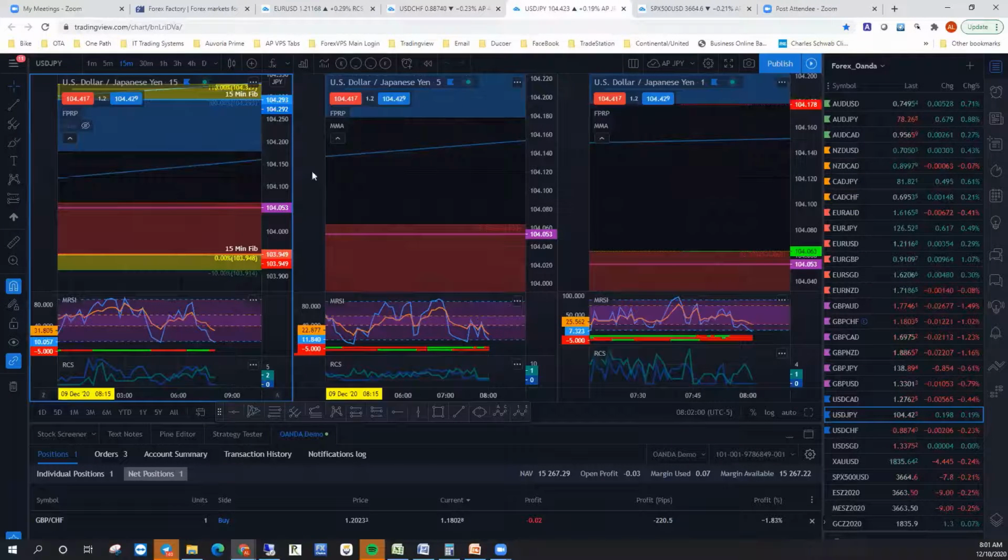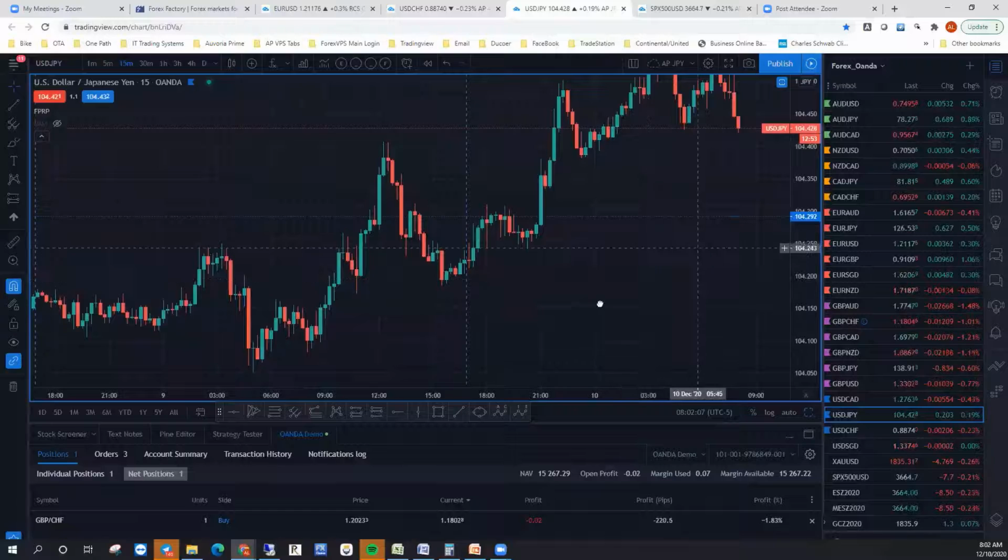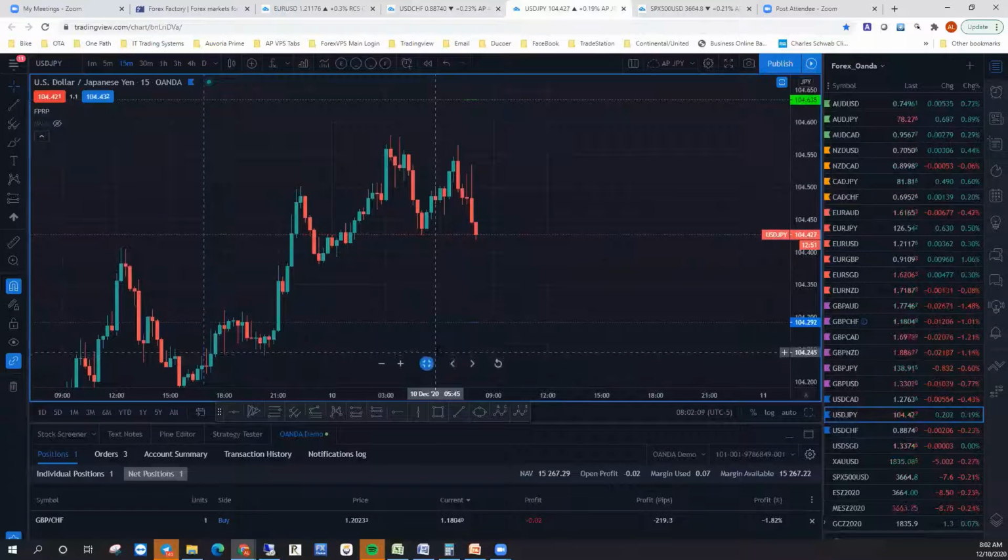And we have the US yen. Go to the 15-minute chart. Clear off the chart, let's bring just a chart up here. And we had an ascending wedge at 8 o'clock.